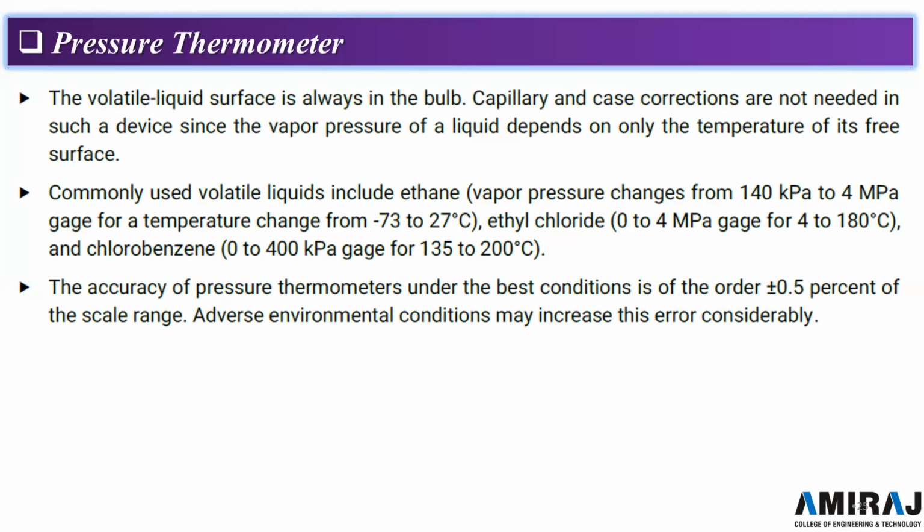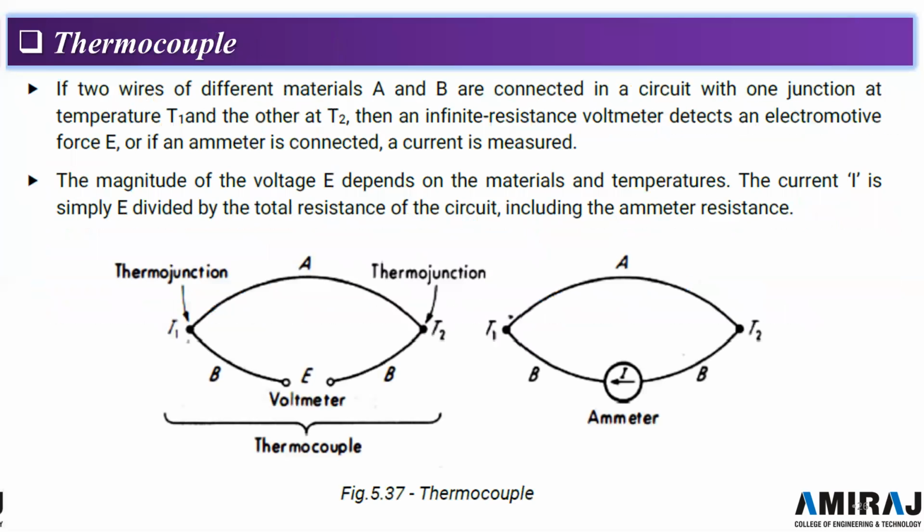The accuracy of a pressure thermometer under the best conditions is of the order of plus or minus 0.5% of the scale range. Adverse environmental conditions may increase this error considerably. So this is about the pressure thermometer.